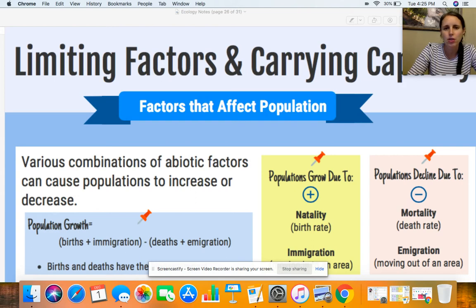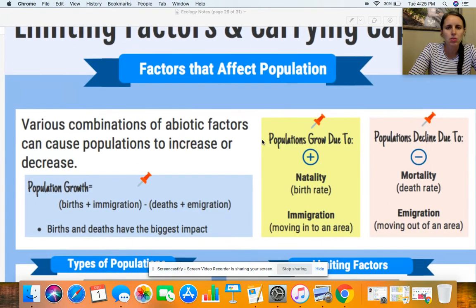So today I just wanted to go through with you in person limiting factors and carrying capacity. So these are all just going to be different factors that can impact population. So here's where it's kind of cool. We have ecology and there's a little bit of math that comes in.